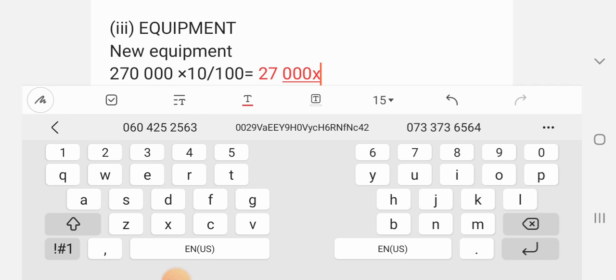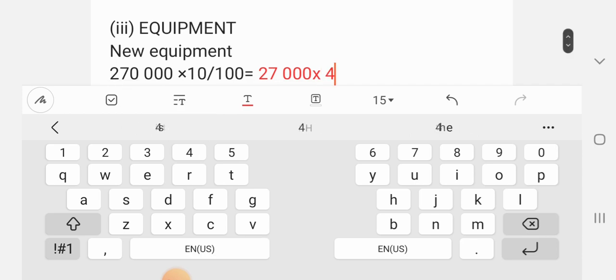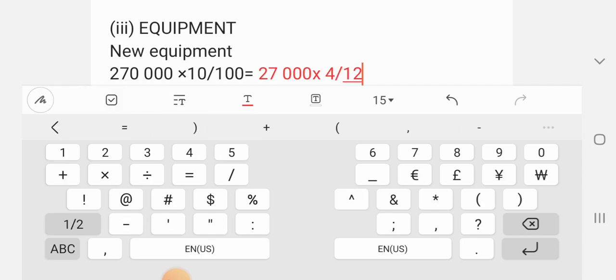The vehicle was bought on the 1st of November, so we calculate from November until the end of the year. So that's November, December, January, February. It's 4 months, so that will be 4 divided by 12 months, and that will give us 9,000 rand. So guys, if a vehicle was bought, you calculate the months from the time the vehicle was bought.